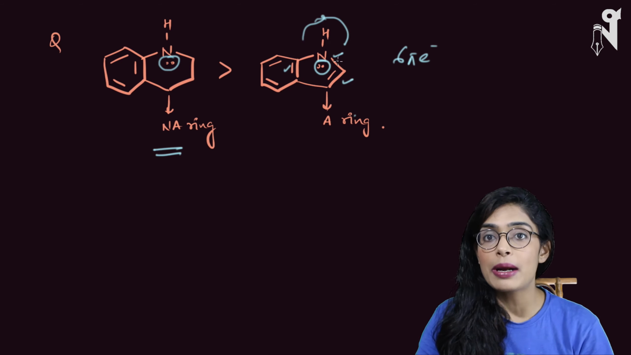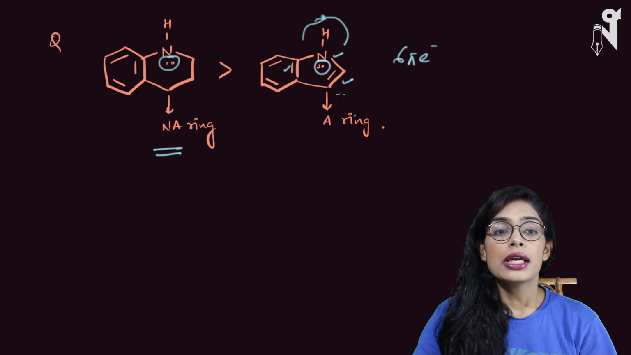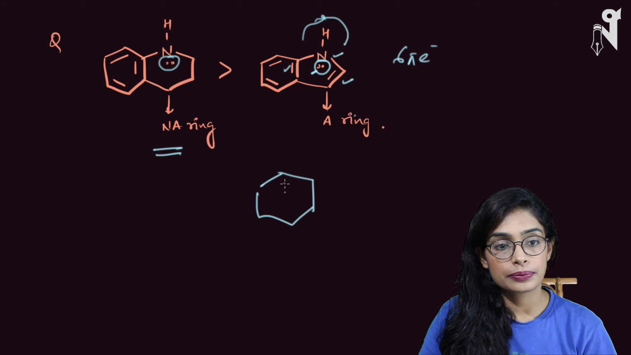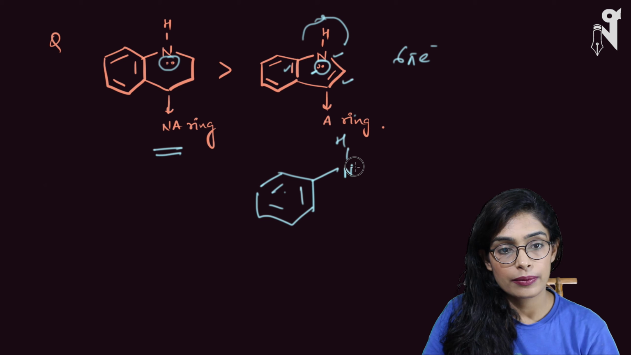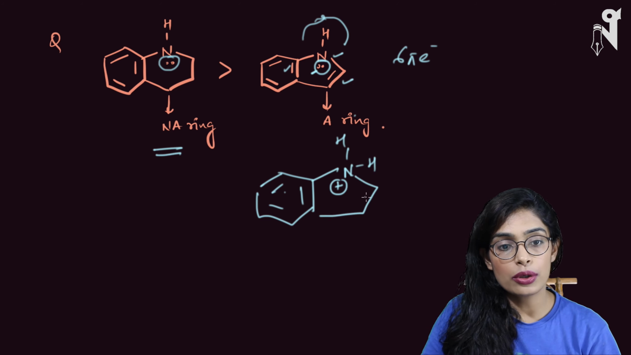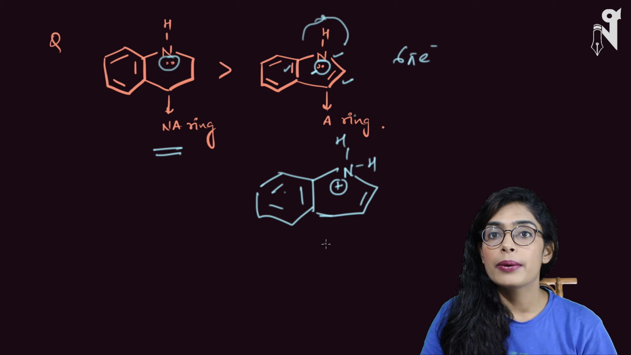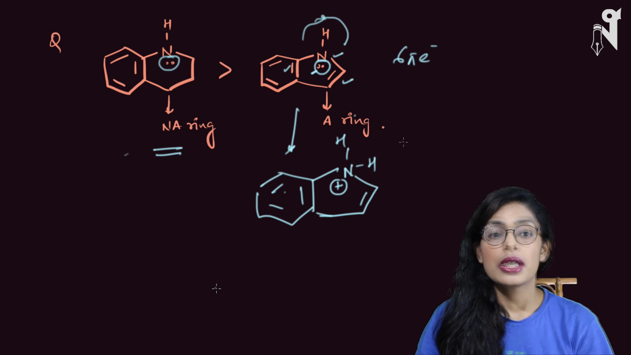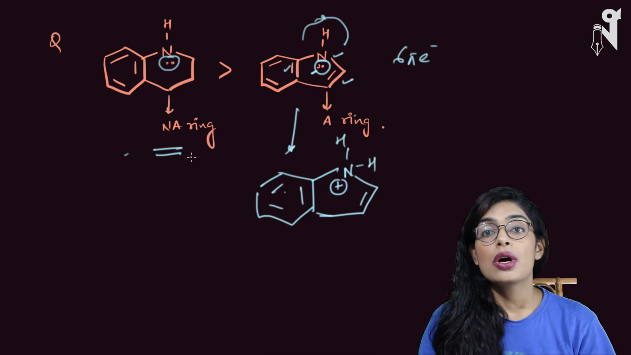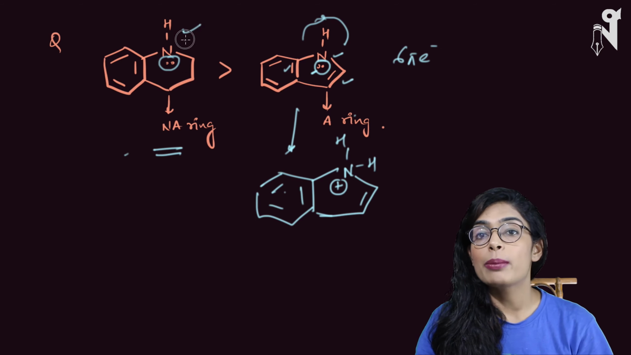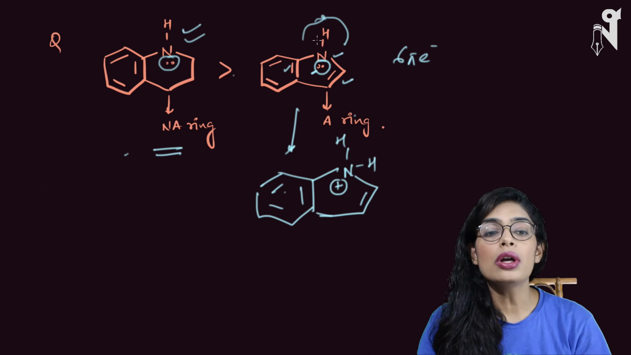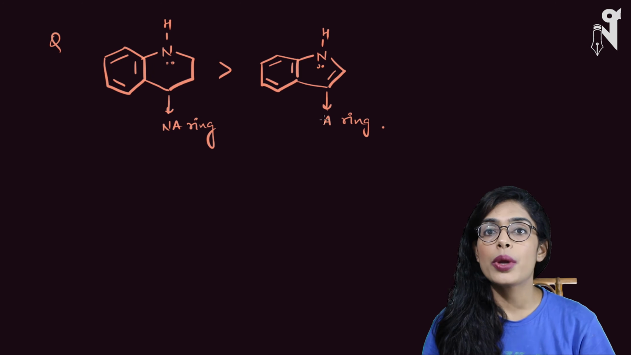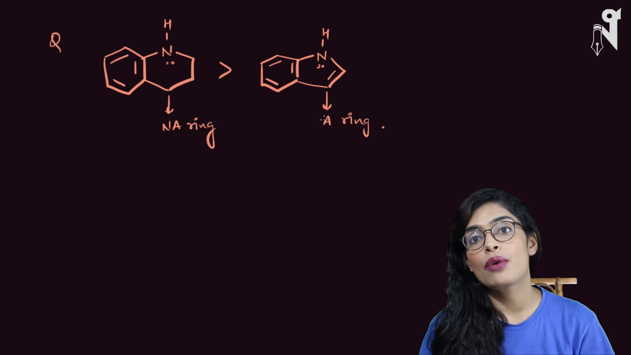And when this nitrogen participates in the basic reaction, at that time it will lose its pair of electrons and the molecule will become like this. This molecule will not remain aromatic, right? And it will lose its aromaticity. Hence, it would not prefer to go in this direction. Hence, the compound containing a non-aromatic ring will show more basic behavior than the compound having an aromatic ring.